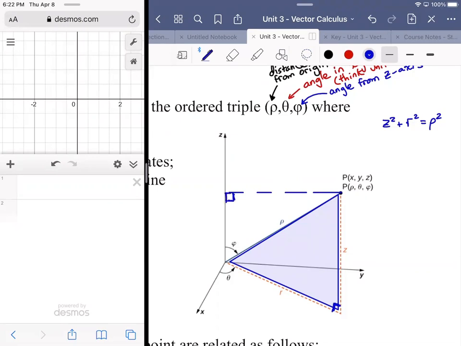So I'm dropping an altitude here. We have some distance Z, and I have a hypotenuse, and this angle phi. The relationship between Z, rho, and phi is a cosine relationship. So I could say that cosine of phi, as best I can make it, is equal to the adjacent side Z over the hypotenuse rho.